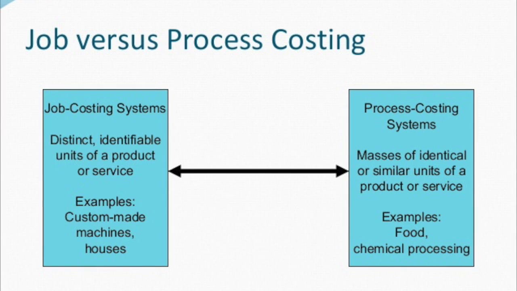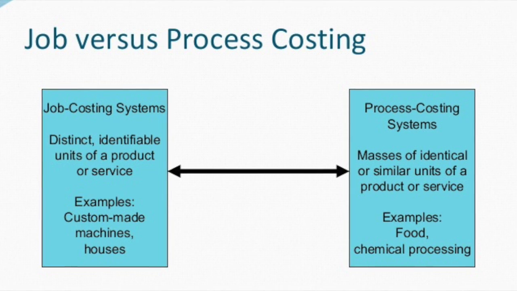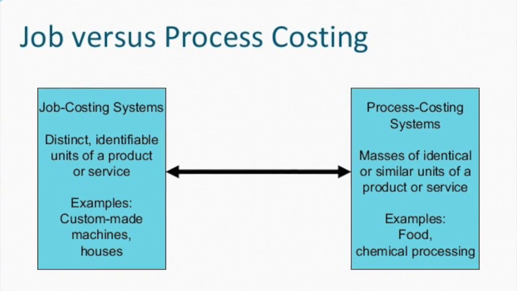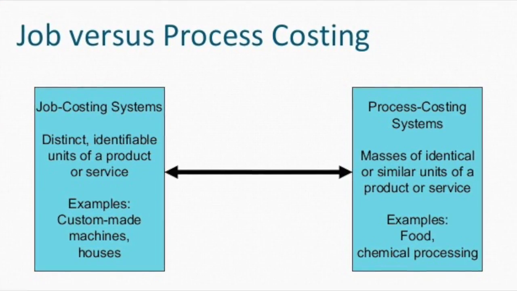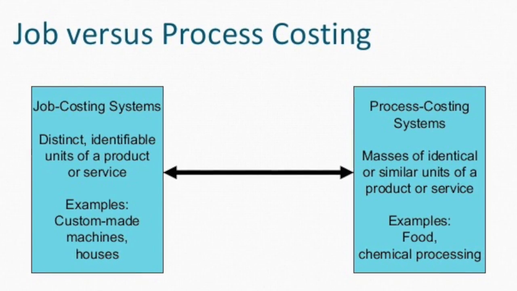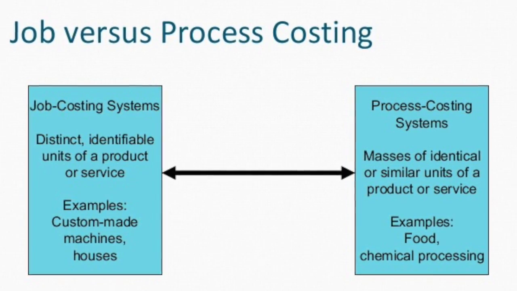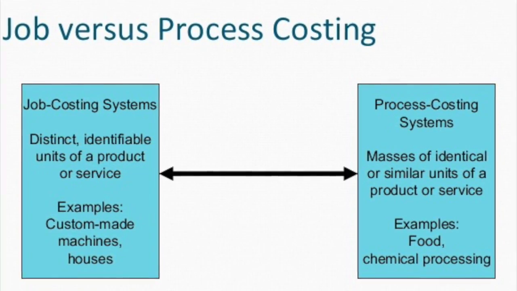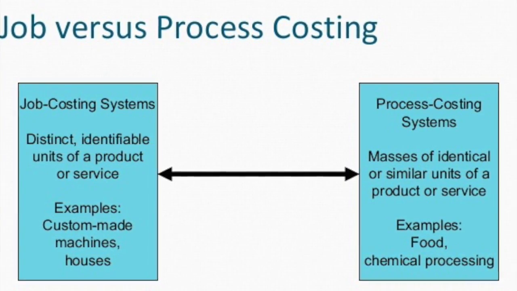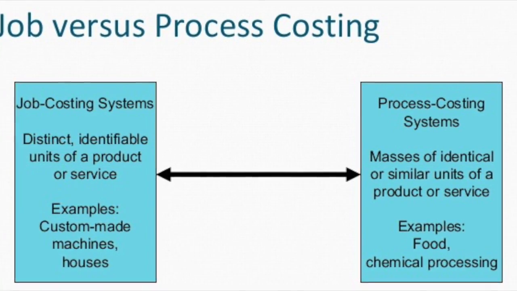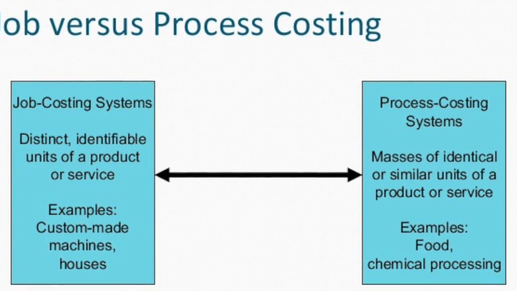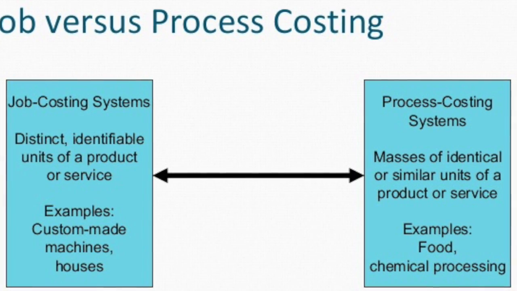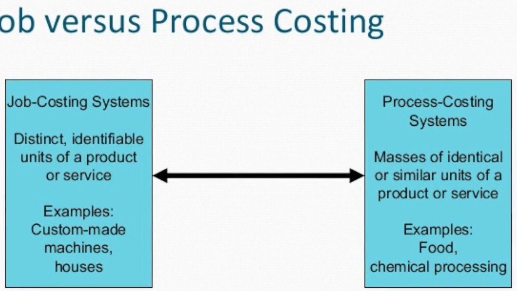So some qualities of job costing systems would be distinct, identifiable units of a product or service, and some examples could be custom-made machines, houses. Say you want a custom-made house. And process costing systems are defined pretty much as masses of identical or similar units of a product or service. Examples of that could be food, chemical processing, and other things like that.